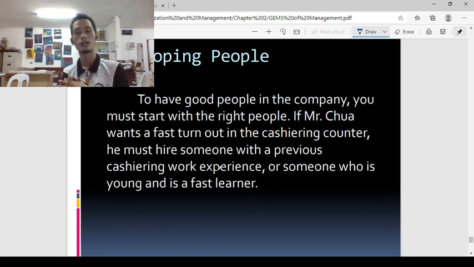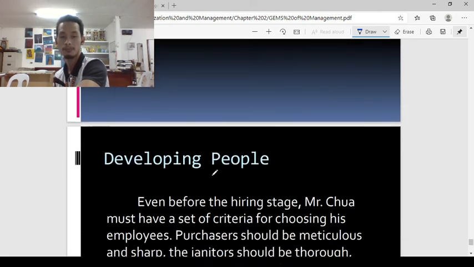Like for example, you need an accountant. You look for a certified public accountant, right? Or any person knowledgeable in accounting, diba? And then having right people, later you can have good people in the company, diba? If Mr. Chua wants a fast turnout in the cashiering counter, he must hire someone with previous cashiering work experience or someone who is young and is a fast learner.